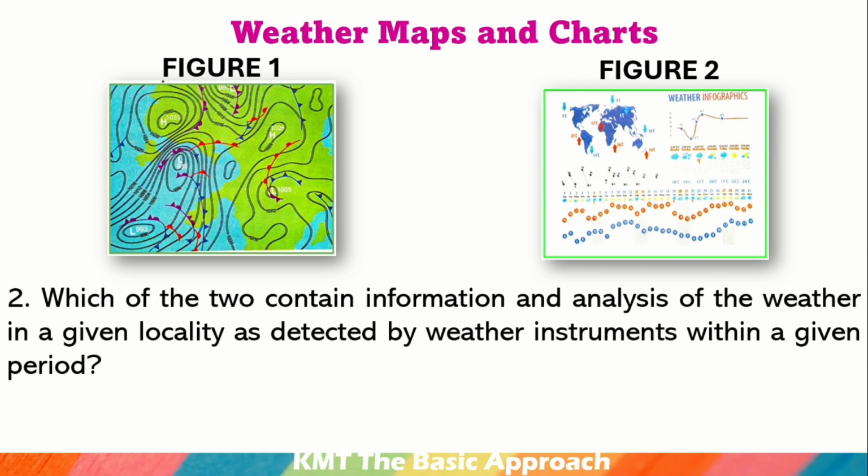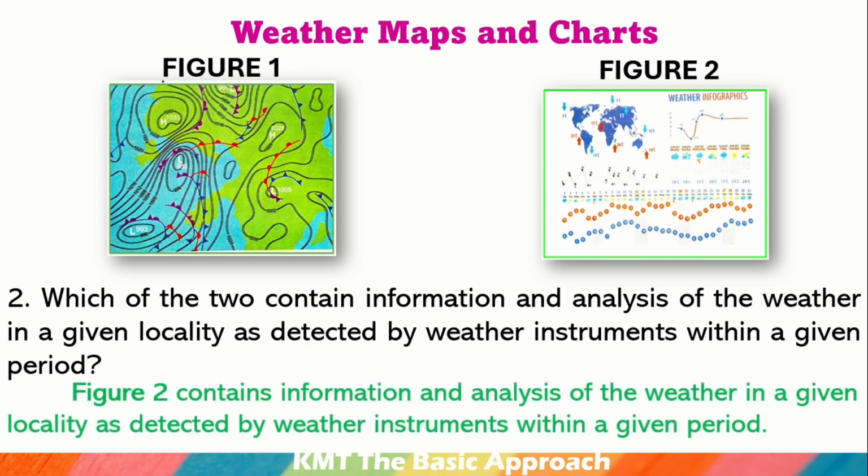Number 2. Which of the two contain information and analysis of the weather in a given locality as detected by weather instruments within a given period? Good job! Figure 2 contains information and analysis of the weather in a given locality as detected by weather instruments within a given period.